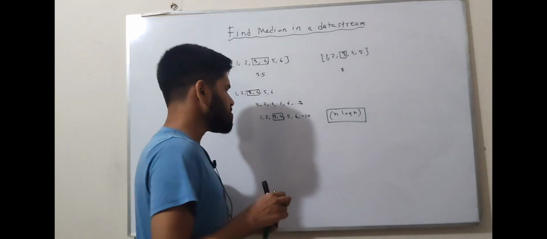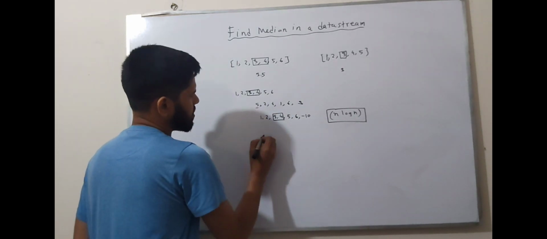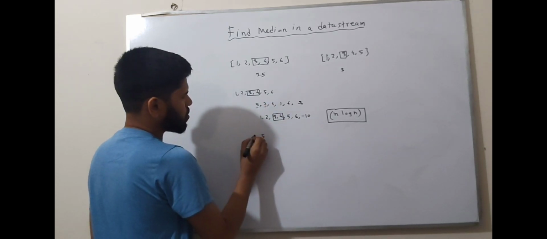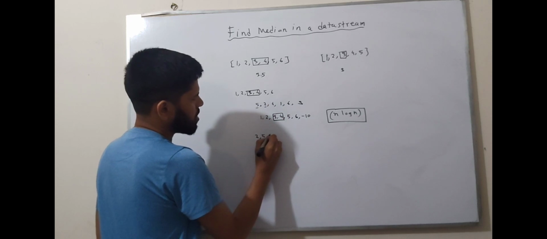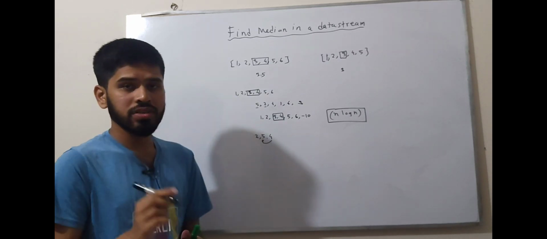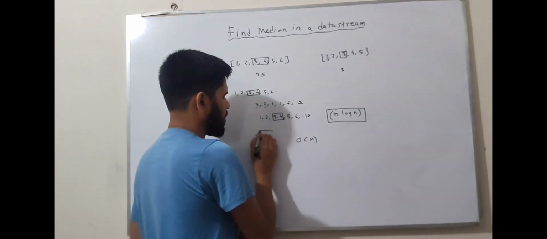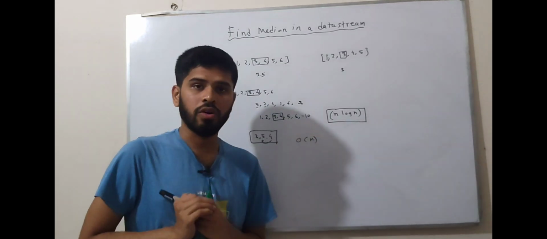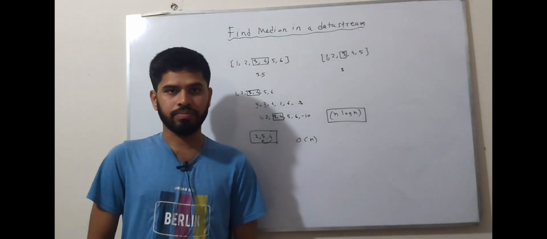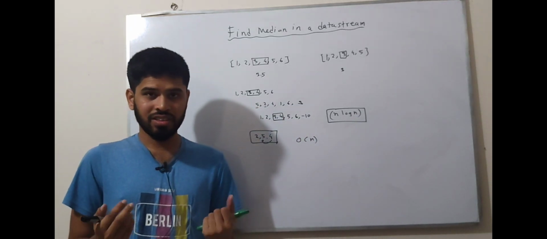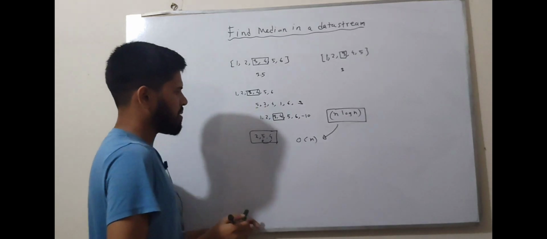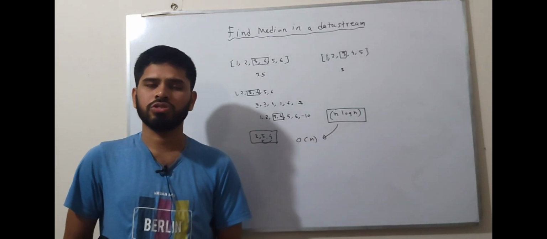Obviously we can. First we took 5. Let's put it at the first position. Then we took 2. We're going to insert 2 right here. Then 4. Now we see 4 is not in its position, so we can just move it to the right position. We can do it in O of n time. We can sort it in O of n time, since we are adding one element at a time in our stream. Is this efficient? This is more efficient than linearithmic, but still this is not an efficient solution.